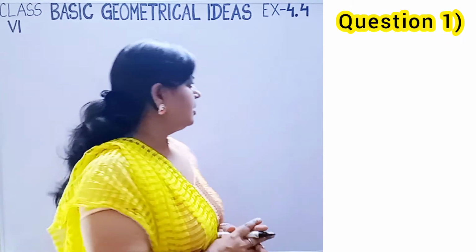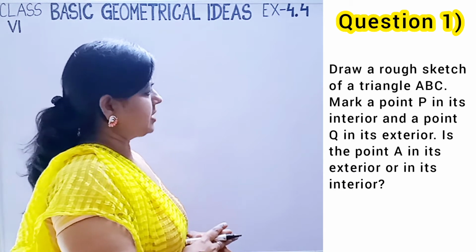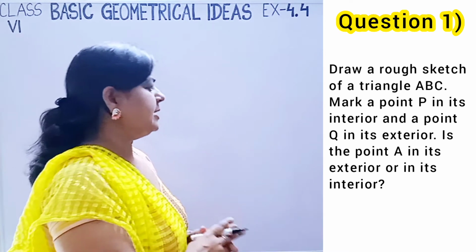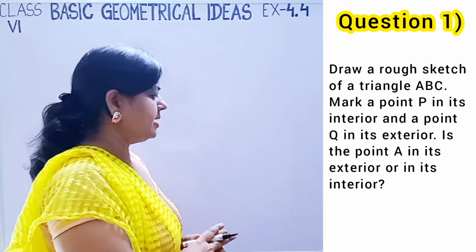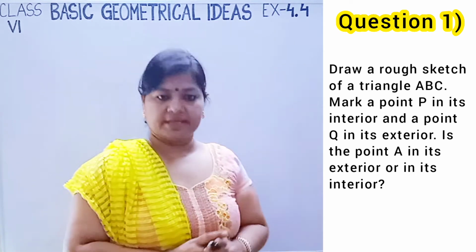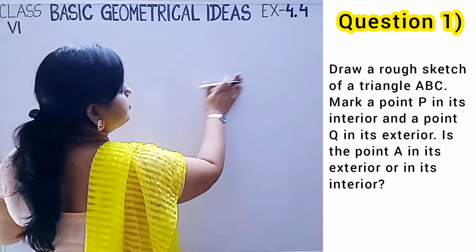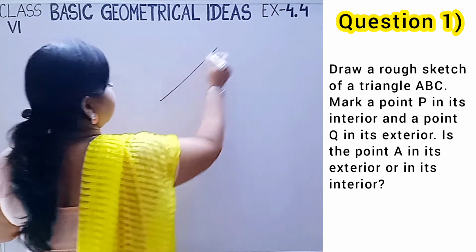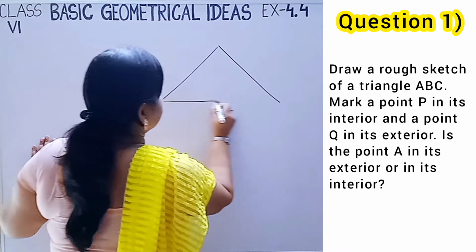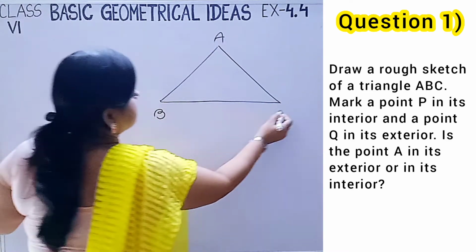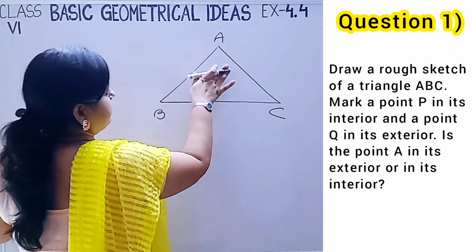Question number 1. Draw a rough sketch of a triangle ABC. Mark a point P in its interior and a point Q in its exterior. Is the point A in its exterior or in its interior? So first of all, we have to draw a rough sketch of triangle ABC. So this is our figure.